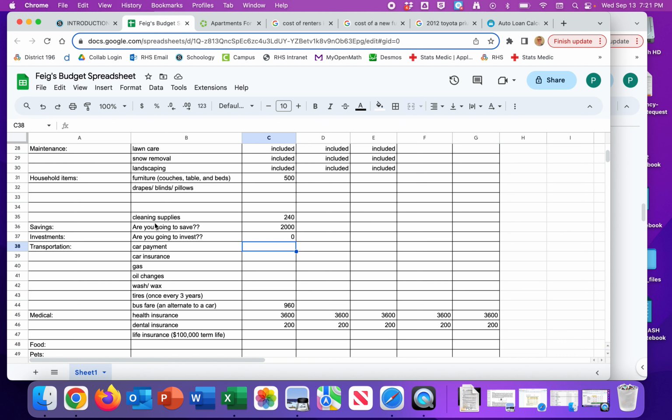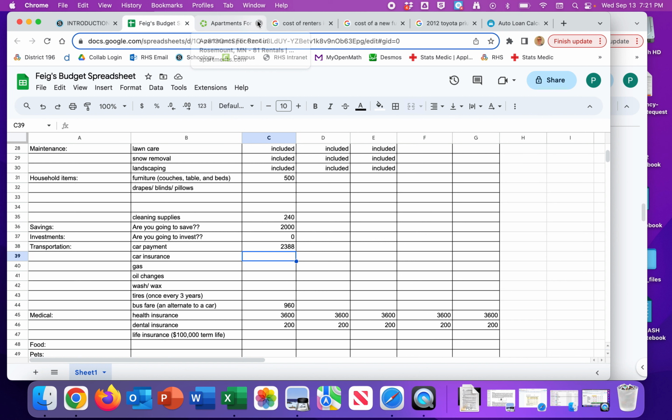Car payment, where was I? Right here. Equals $199 times 12. So every year is $2,388 going to my car. Car insurance. Those of you that drive, you already know this.